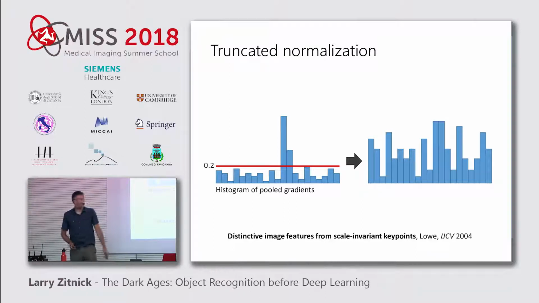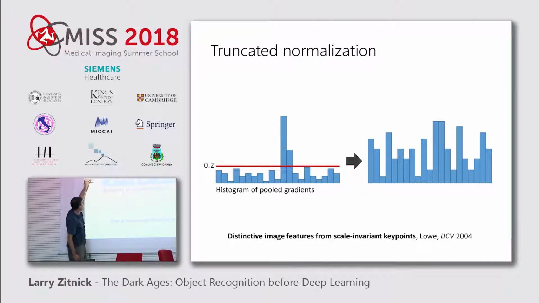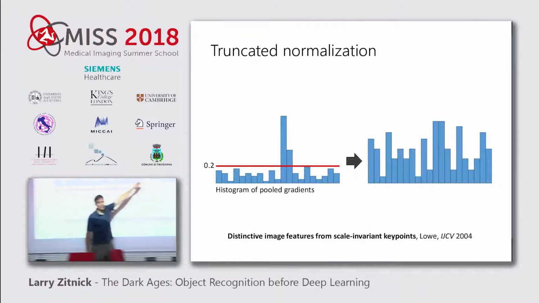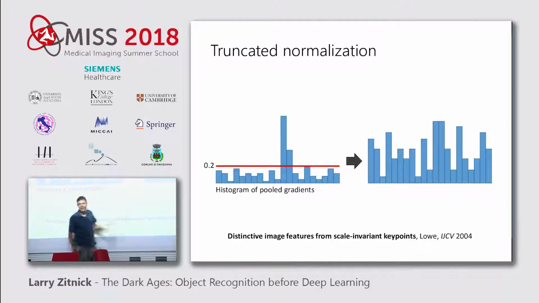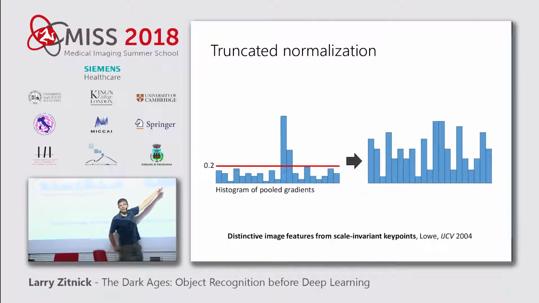So what did David Lowe do? He did something called truncated normalization. He took all of the values in the histogram and said anything that's above 0.2, not 0.3, not 0.1, 0.2, it's very important, above 0.2, he cut it off and then renormalized. And what did that do? It took all of these things that used to be noise and made them all equal. And then your descriptor is now much more unique.